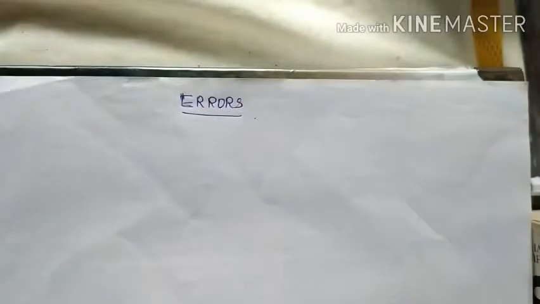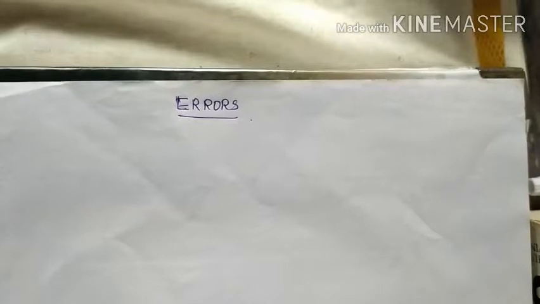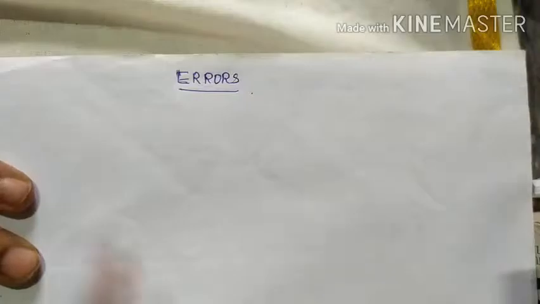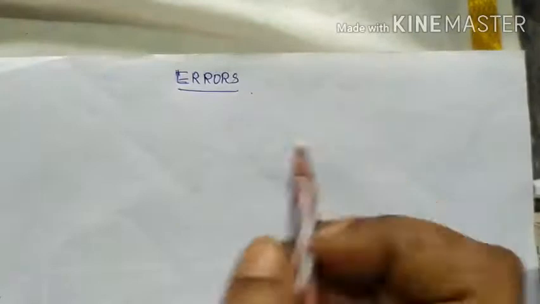So let's move on with the topic, which is errors. Very, very important topic, guys, and it carries a lot of marks from this chapter. So let's move on. So what do you mean by errors? Right, that's very simple, guys. You know what is error, that is where something is a mistake. But in physics, error is also just like a mistake itself.